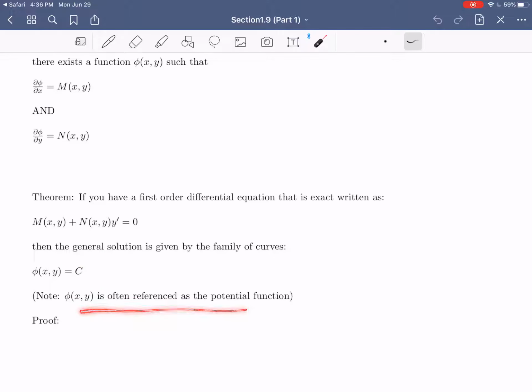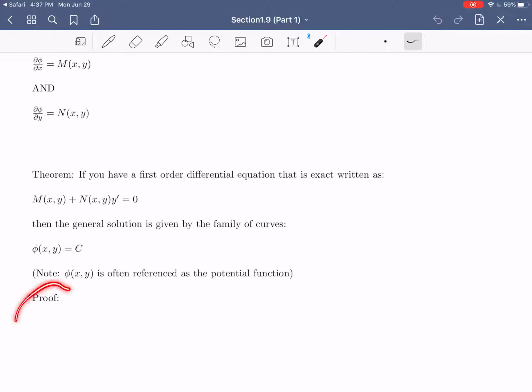And again, remember that phi is often, you'll just hear me say it over and over, potential function. And you probably have heard that term potential function back from when you were taking a multivariate calculus course. All right, so let's go ahead and prove this real quick.